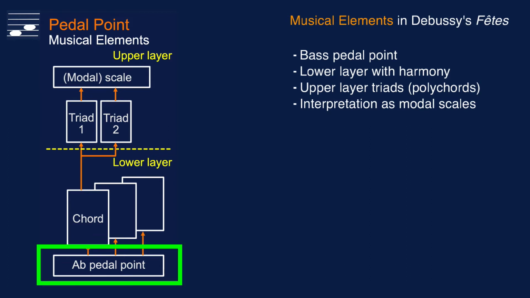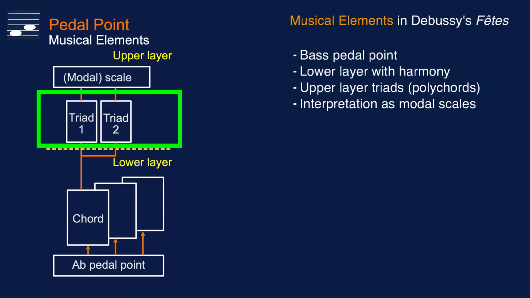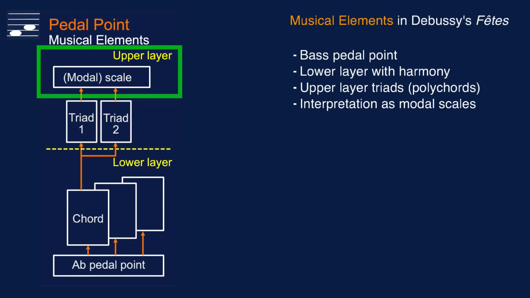So we start with the bass part pedal point, above which we put a progression with chords from the expanded set. To each chord in the lower layer we add two upper layer triads. These may contain pitches from the lower chord or be more remote and yield polychords. Each triad pair is then interpreted as a modal diatonic scale.